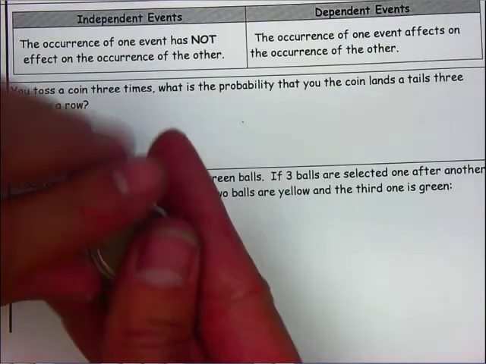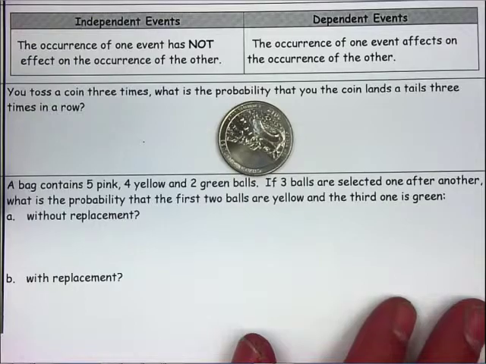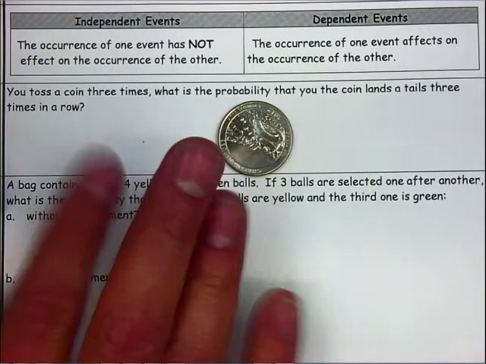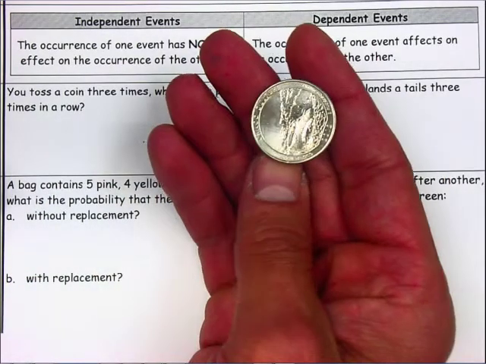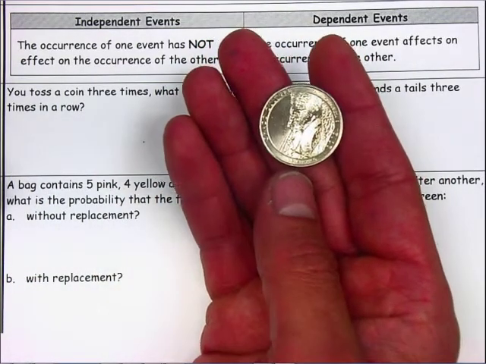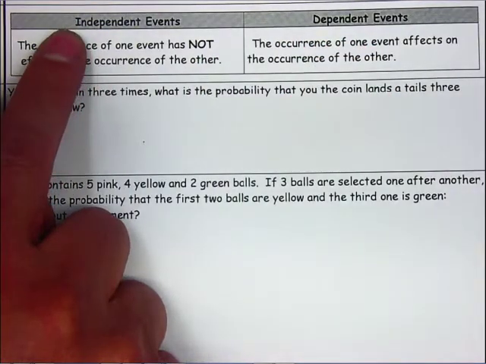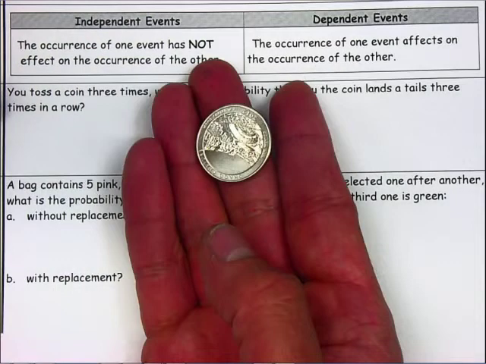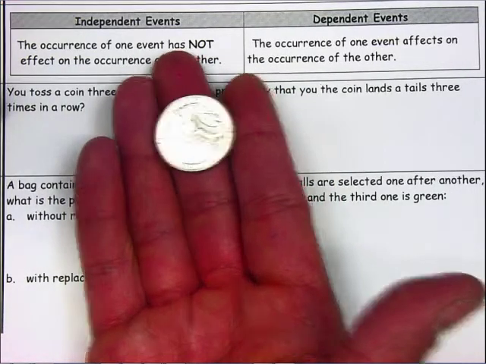So if I flip it again, will the probability change? It lands on tails again. So will the probability change? No, right? The fact that we already got 3 or 4 tails, if I flip it again, the probability that it's going to land on tails is still 50%. So therefore, the probability does not change. It doesn't matter what happened before. This type of probability is independent because the fact that I get tails the first time, the probability does not change for the second time.